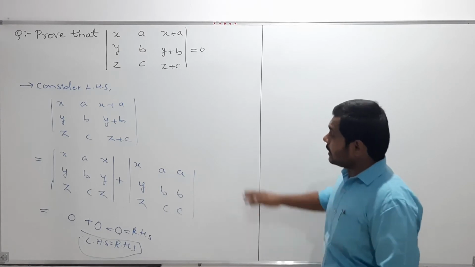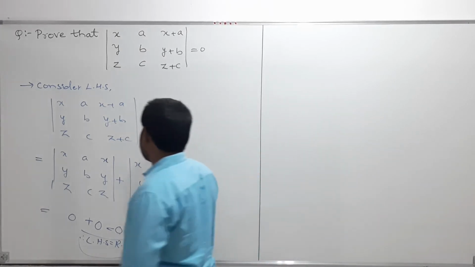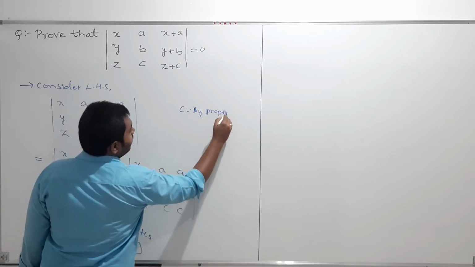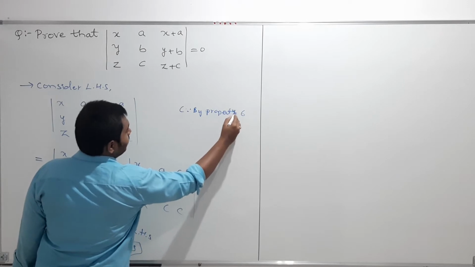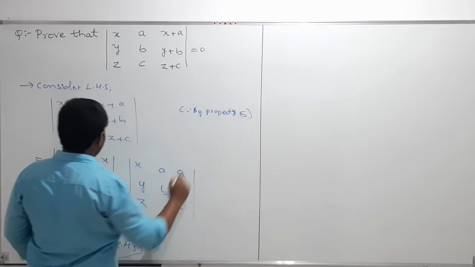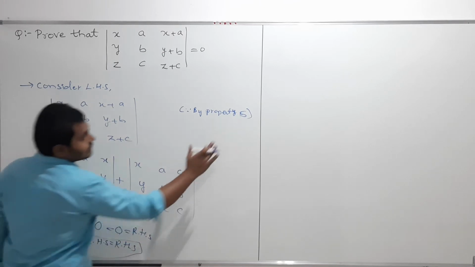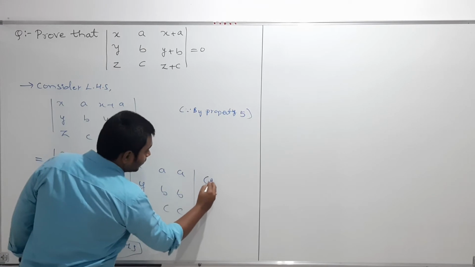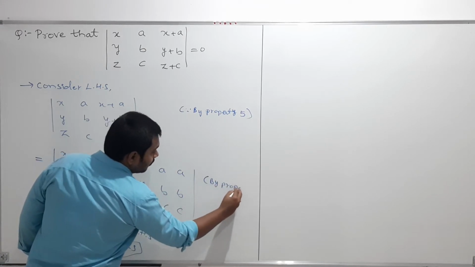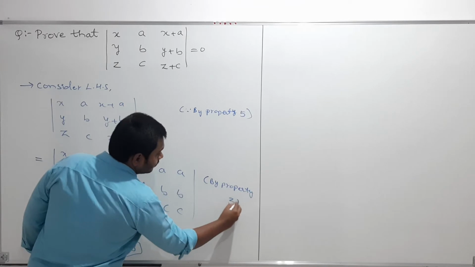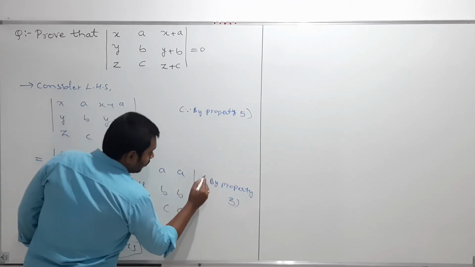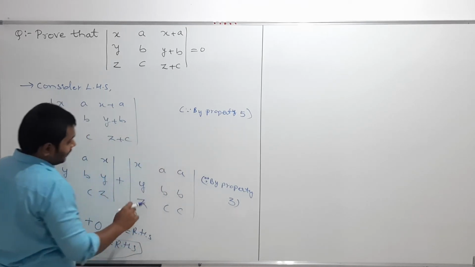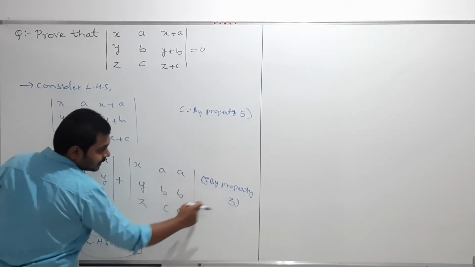So you can write by the property. I think this is by the property number 5. And next, my dear students, this is by property 5, and this is by property 3. This I am writing by property 3, and from this to this I am writing by property 5, and from this to this I am writing by property number 3.